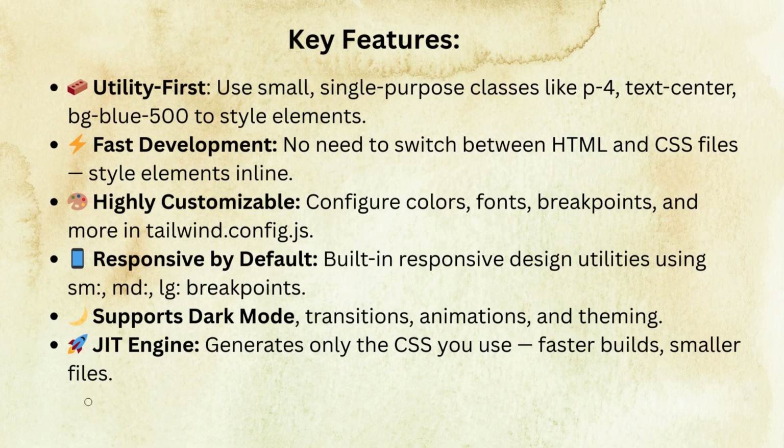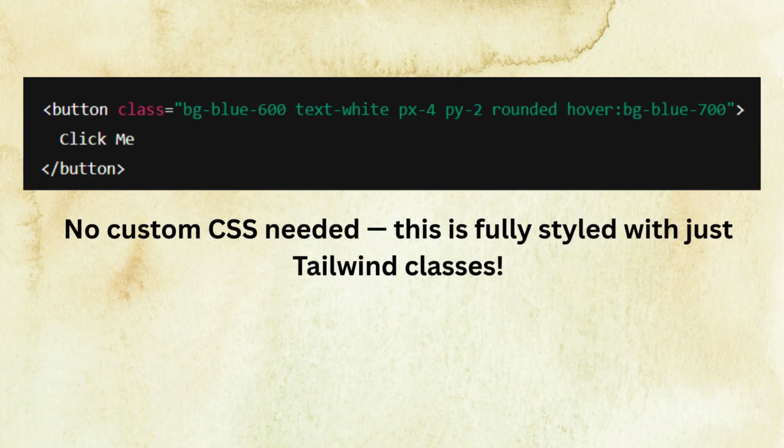JIT engine. Tailwind uses a just-in-time engine that generates only the CSS you use, making your final build smaller and faster. Example: button in Tailwind. Instead of writing separate CSS, look how easy it is with Tailwind CSS. That's a fully styled button, without writing a single line of CSS.